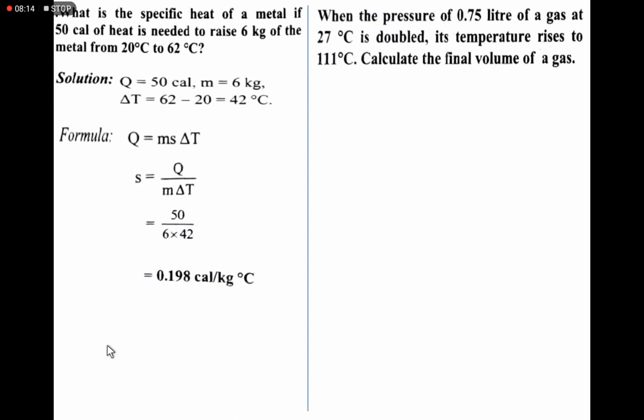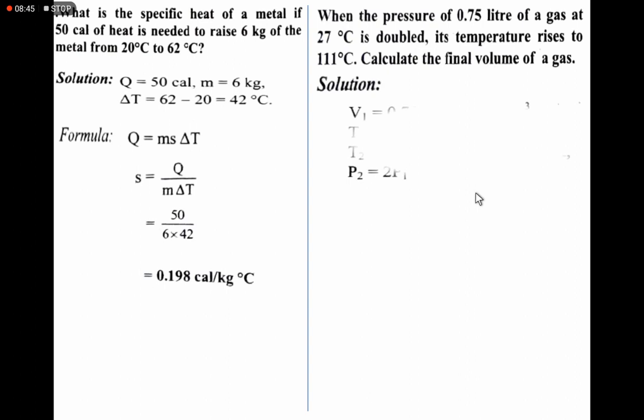Next is: the pressure of 0.75 liter of a gas, volume is given, and suppose pressure P1 at 27 degrees Celsius is doubled when temperature rises to 111 degrees Celsius. That time we have to calculate the volume of the gas.